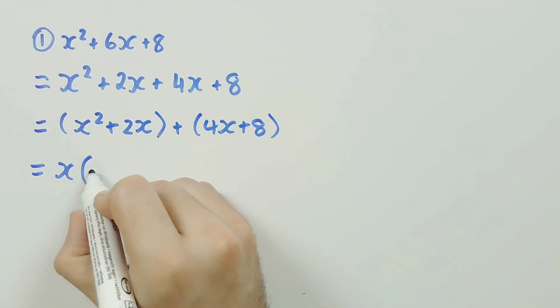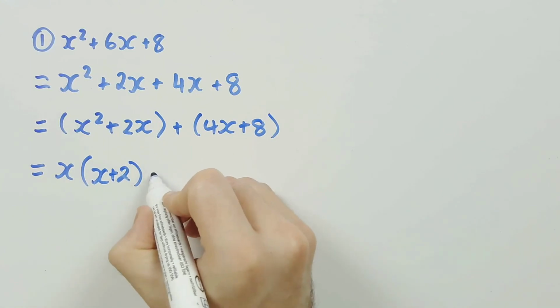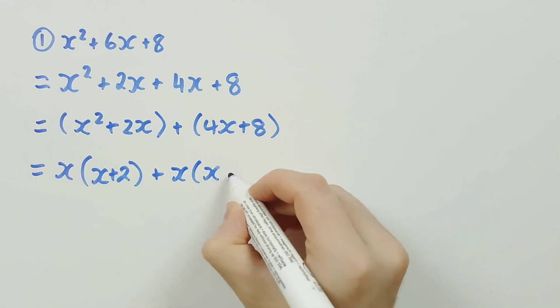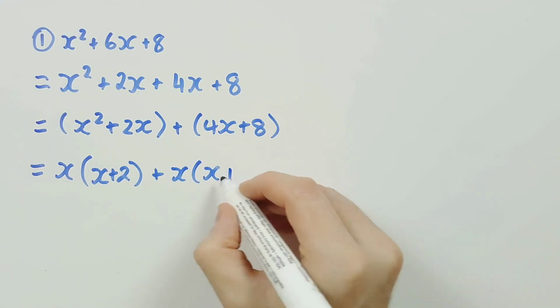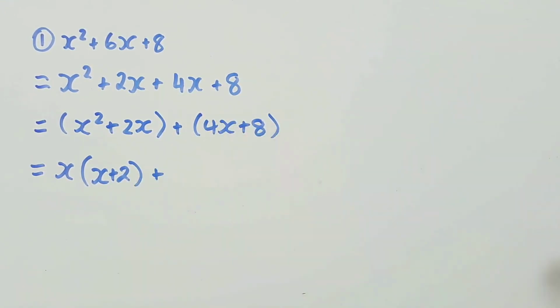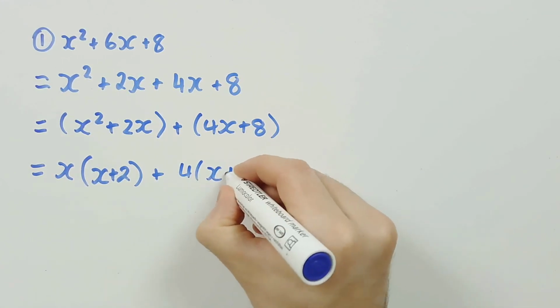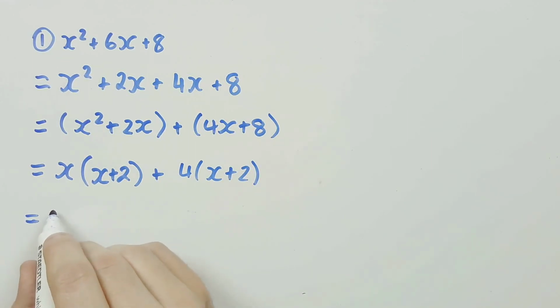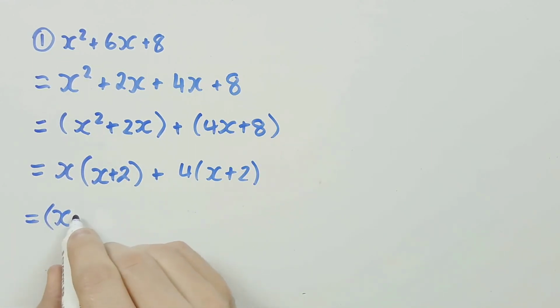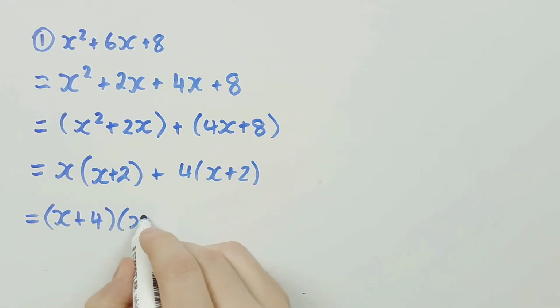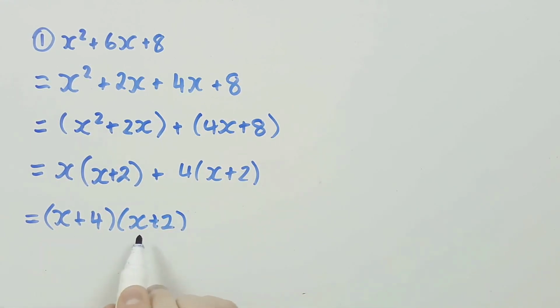X outside of the first one, that leaves us with x plus 2. And if we take x outside of the second set of brackets, I beg your pardon, we take 4 out of the second set of brackets, then it will leave us with x plus 2. So as you can see, we've got the same bracket pairing in both. And using the grouping by pairs technique, what we can do is write the x plus 4, which are the 2 terms outside of this common factor, and then represent the common factor, x plus 4 in one set of brackets, x plus 2 in a second set of brackets.